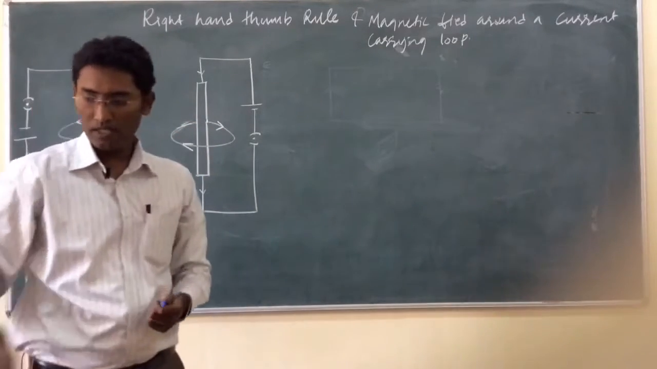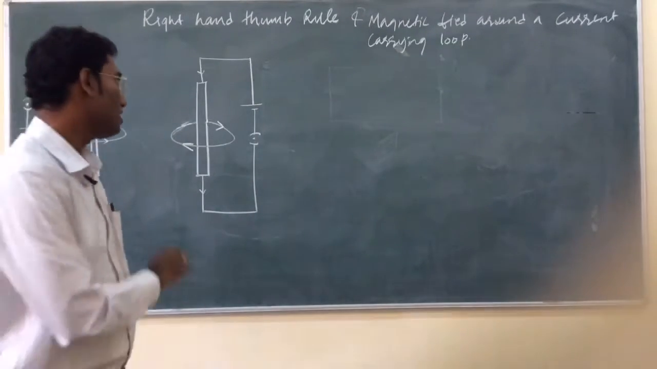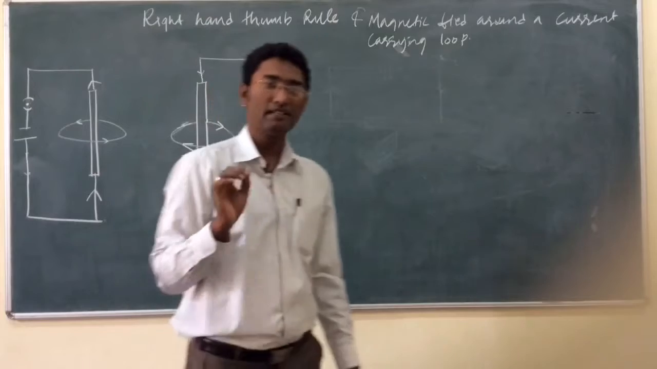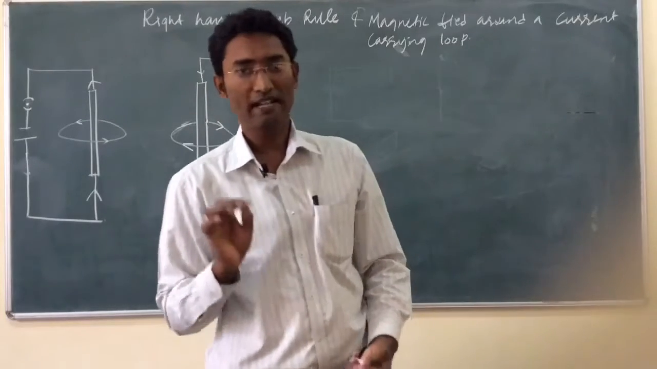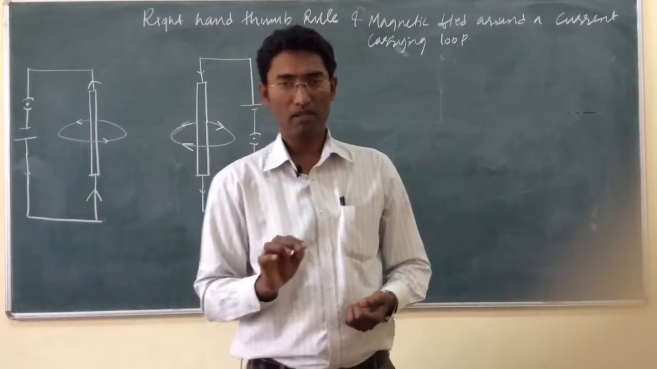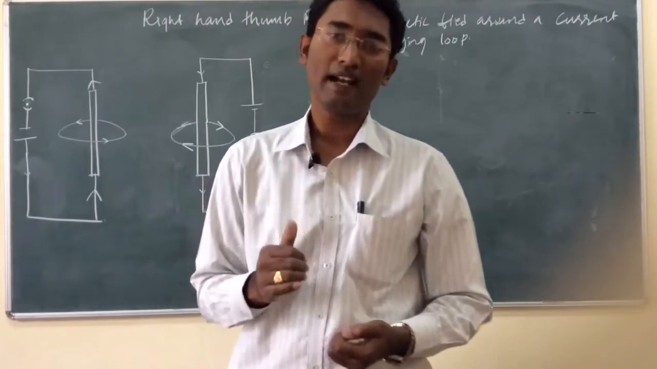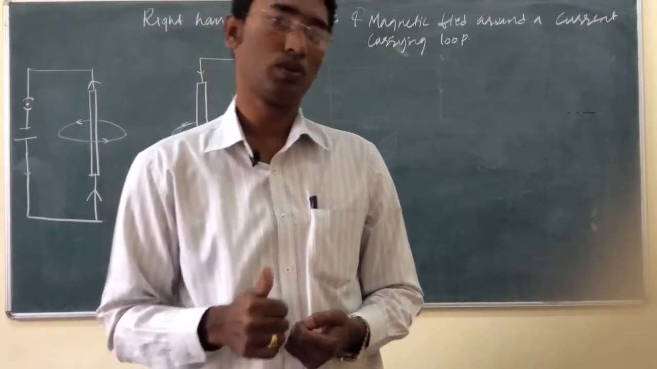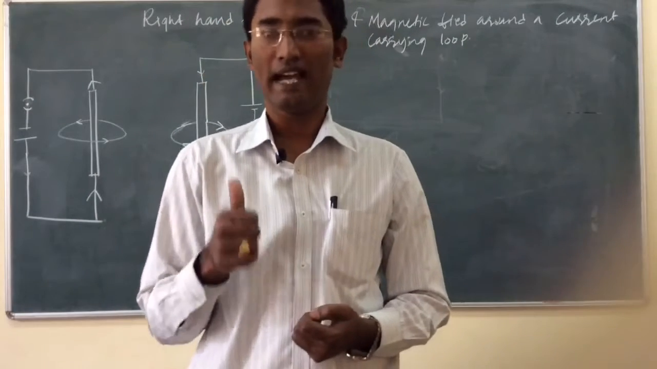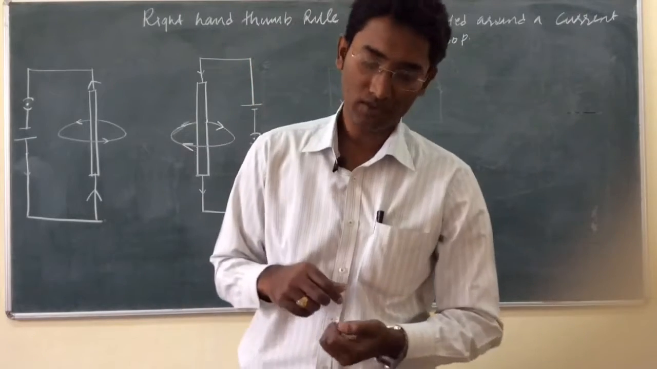Students, remember one thing, the direction of current which is taken into consideration is the conventional current that flows from the positive terminal of the battery to the negative terminal of the battery. So students, once again I will repeat that the right hand thumb rule can be used to find out the direction of the magnetic field produced around a current carrying straight conductor.